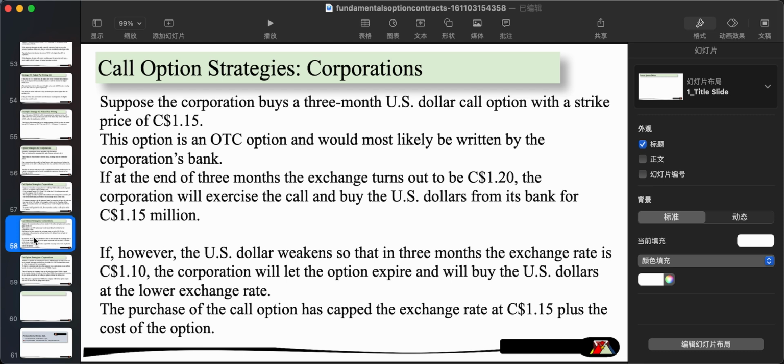If, however, the US dollar weakens so that in 3 months the exchange rate is 1.1, the corporation will let the option expire and will buy the US dollars at the lower exchange rate. So the purchase of the call option has capped the exchange rate at 1.15 plus the cost of the option.